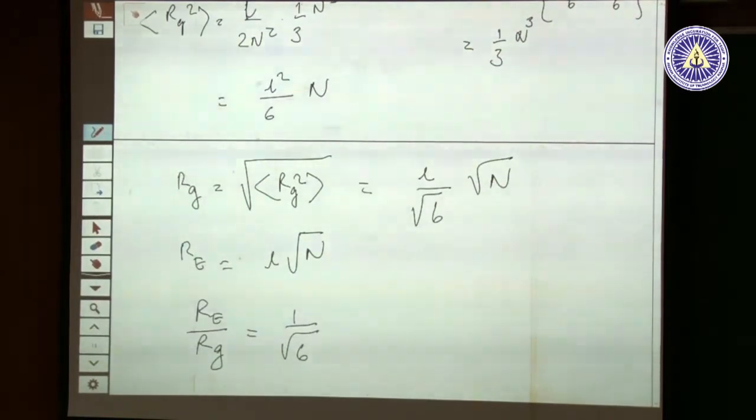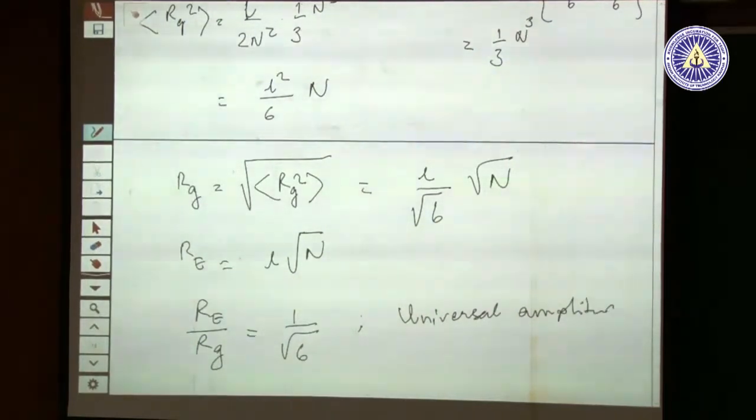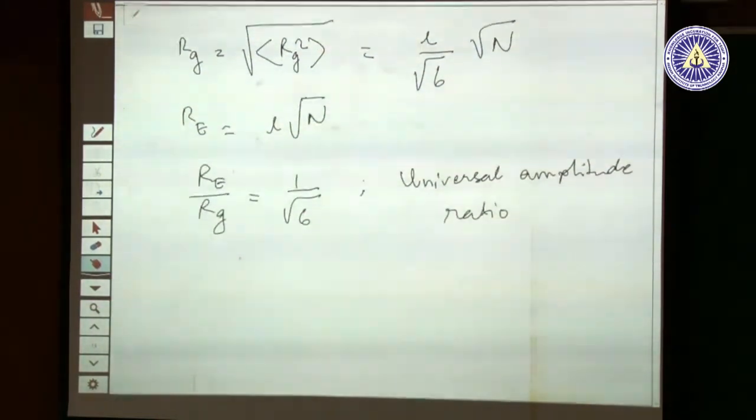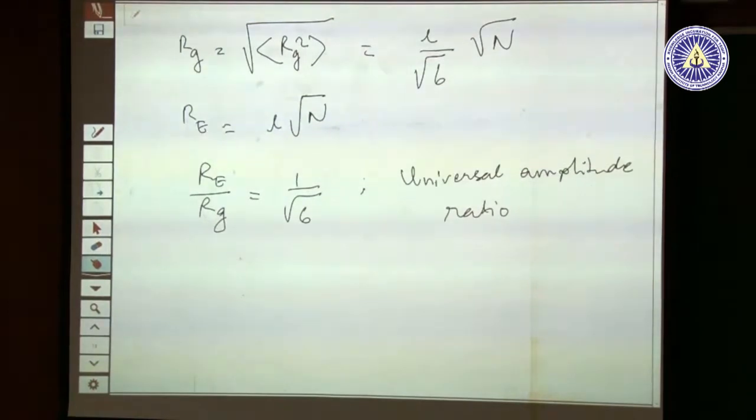So this is independent of the degree of polymerization, independent of the local chemistry which comes in through the monomer size, right. So physicists like to call this a universal amplitude ratio. It's universal because it doesn't depend on anything, it's just the polymer property, large scale property ratio. Okay, and I don't know if I'll have time, but we might see other such universal ratios when you deal with polymer properties. Okay, so that gives you an idea.